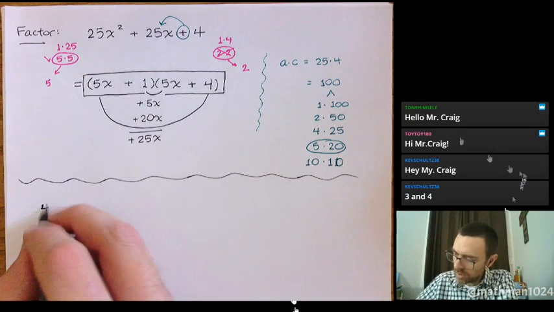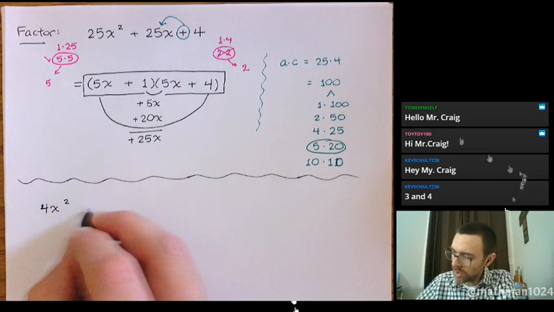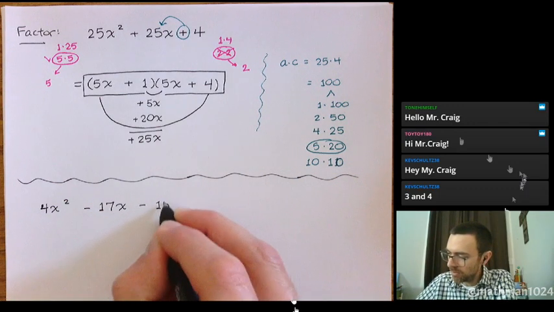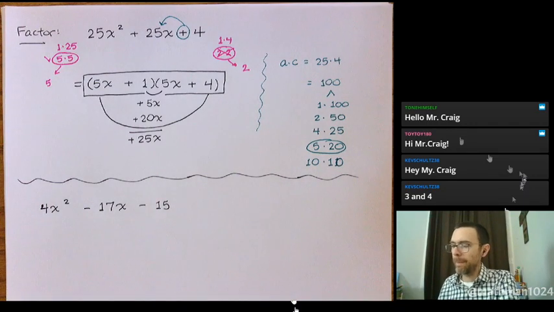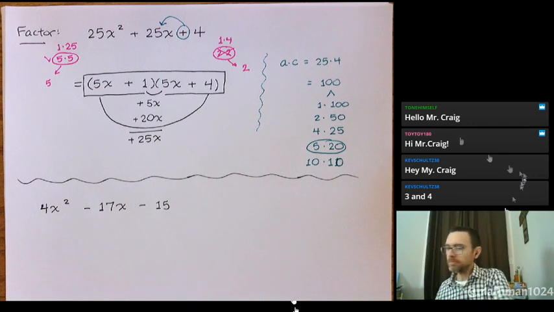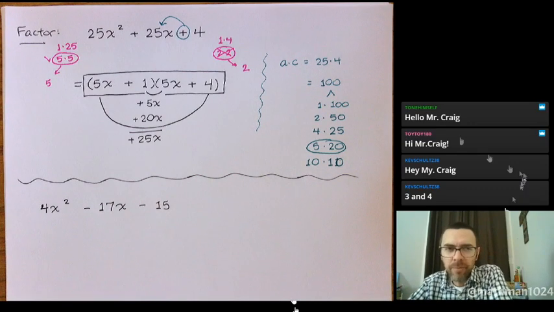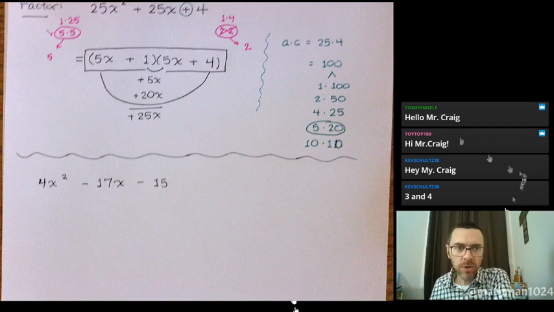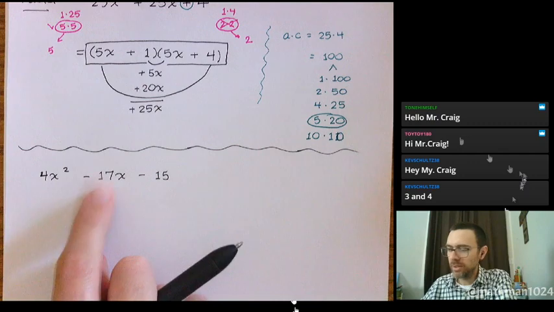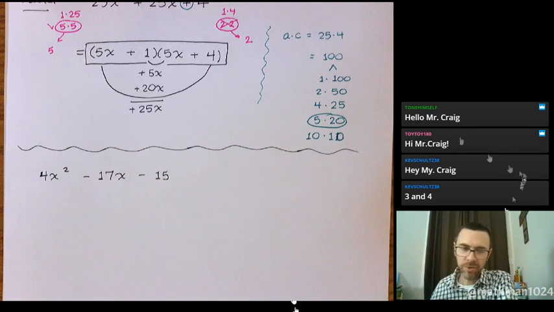And let's try 4x squared minus 17x minus 15. All right. First of all, is there a common factor for all three of these terms? And the answer is no. You've got 4, but that guy's prime, and so you're already kind of out of luck there.